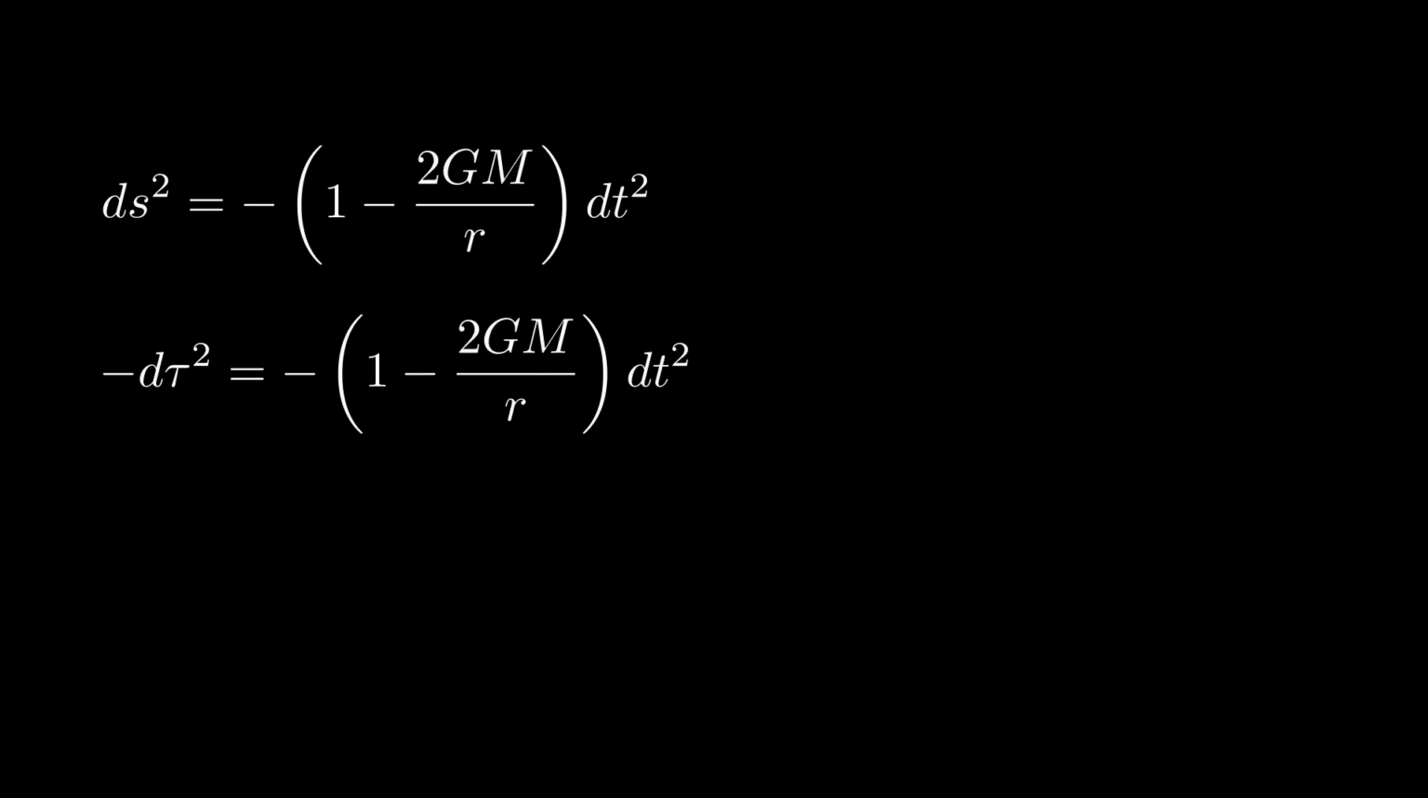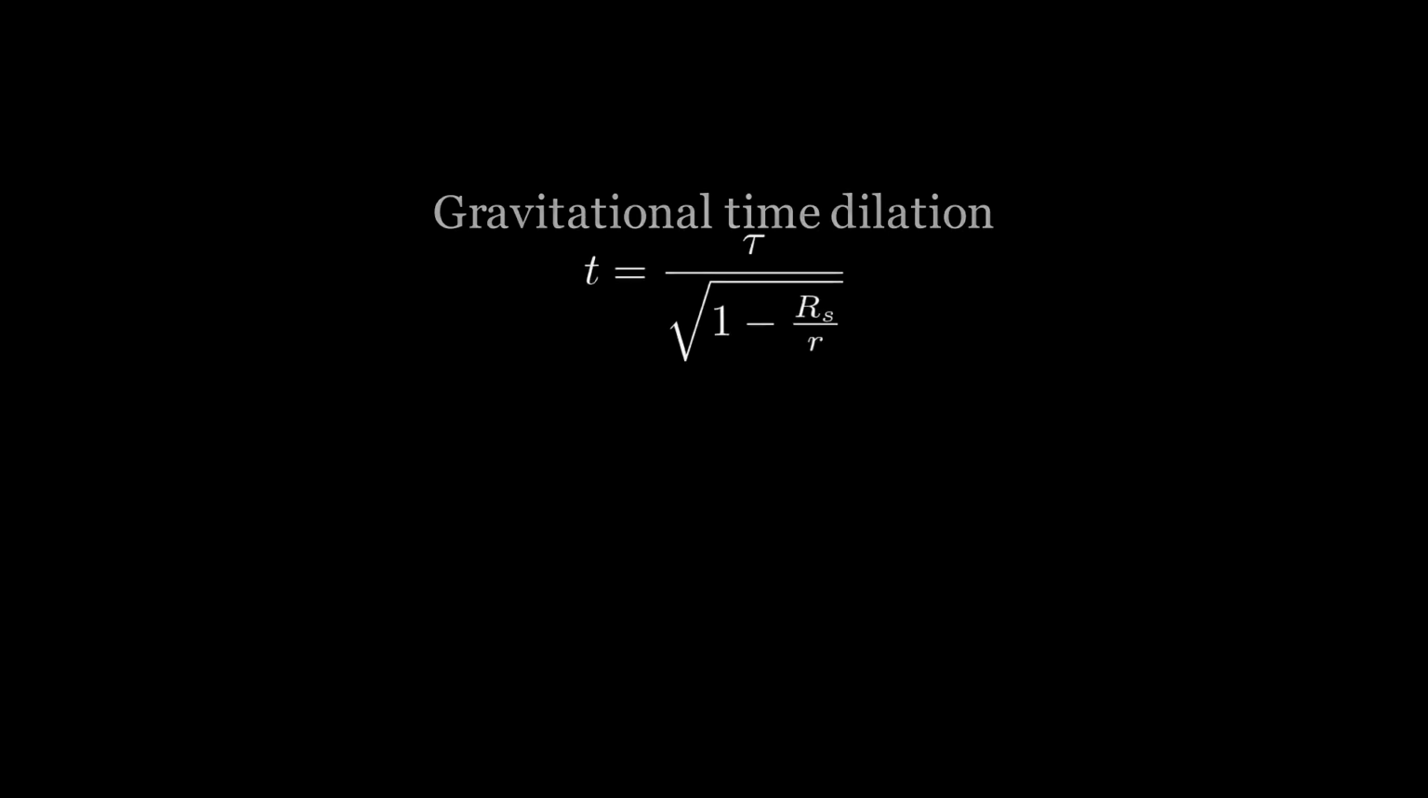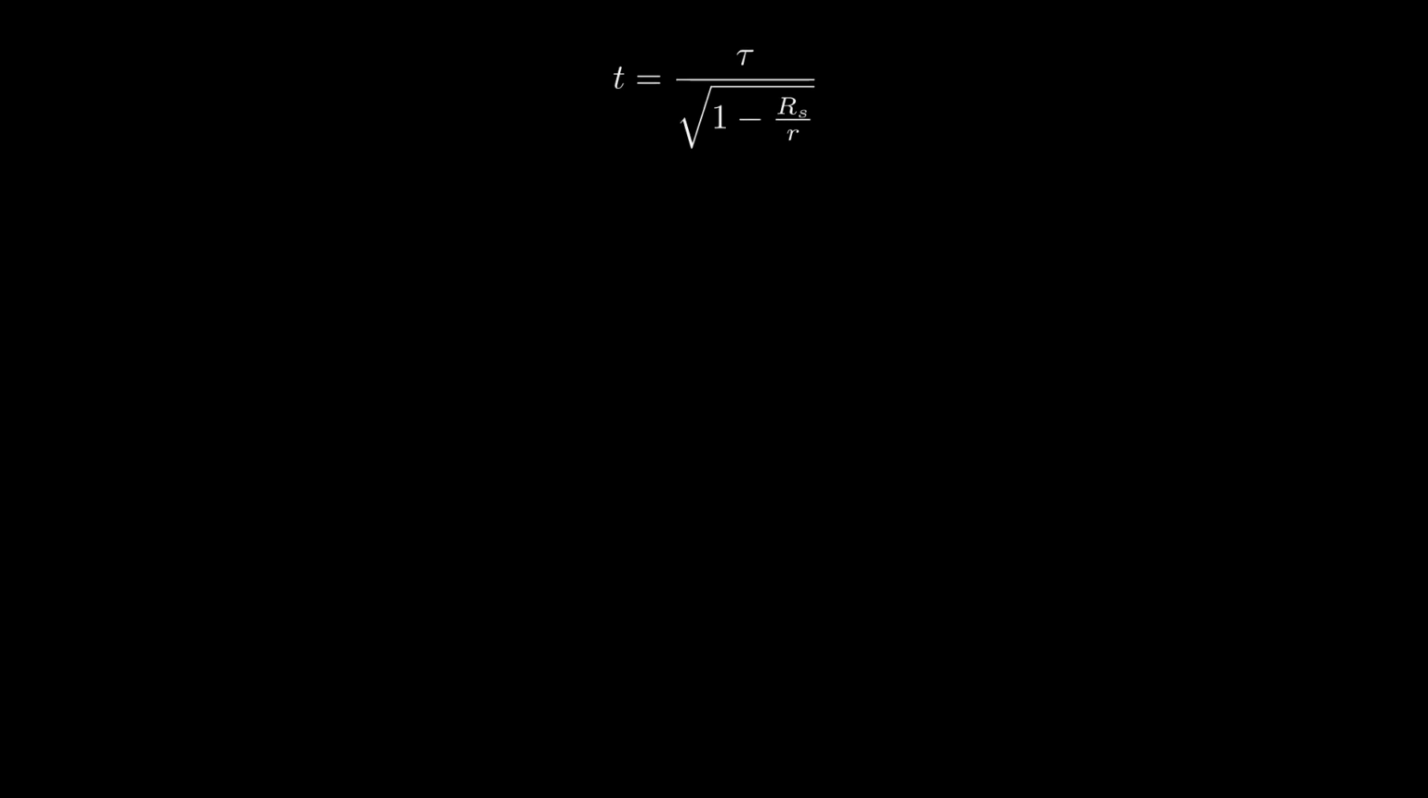We can take the square root and integrate both sides of the equation and get an equation for the proper time. Here we have replaced 2GM with the Schwarzschild radius. The speed of light is set to 1, which is why it is not present. Writing the coordinate time gives us the formula for gravitational time dilation. Let us quickly see how this works.